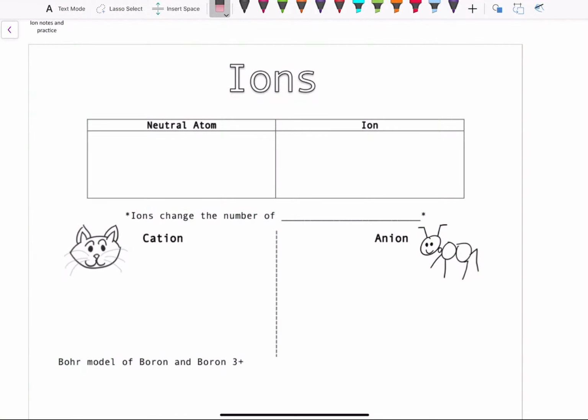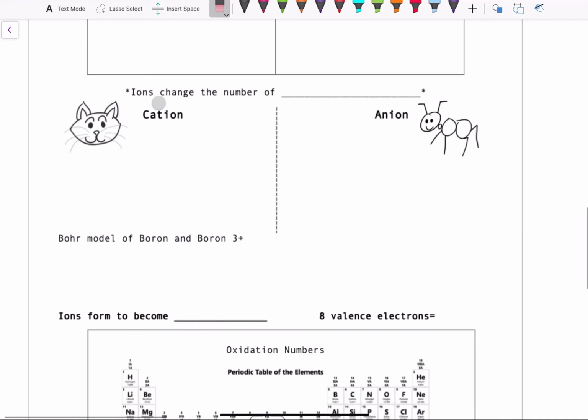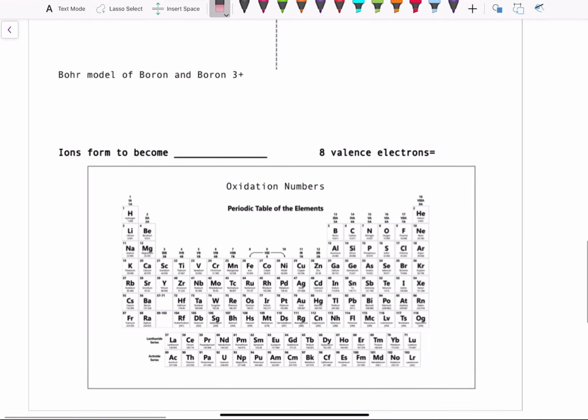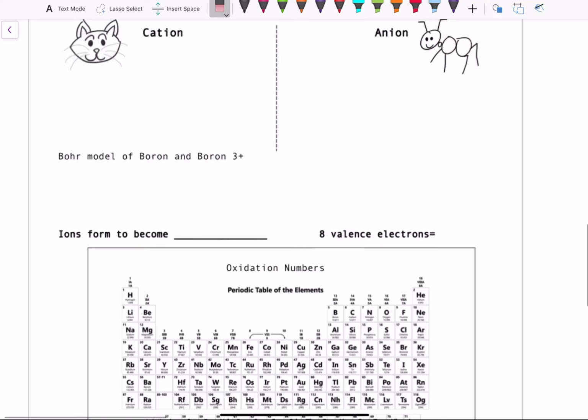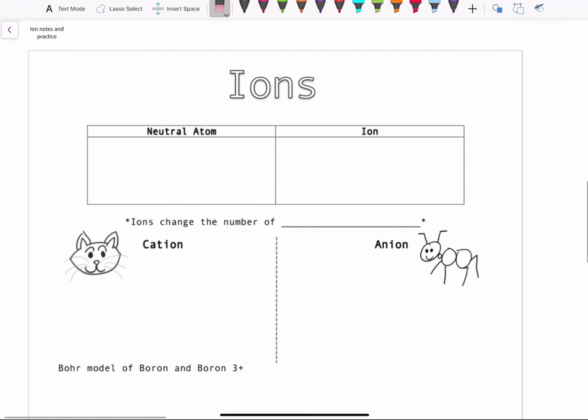Hi everyone, this video is going to go over what an ion is. We're going to compare it to a neutral atom, talk about particular types of ions, why they form, and then how to predict an ionic charge looking at the periodic table. So let's get started by comparing what exactly an ion is to a neutral atom.